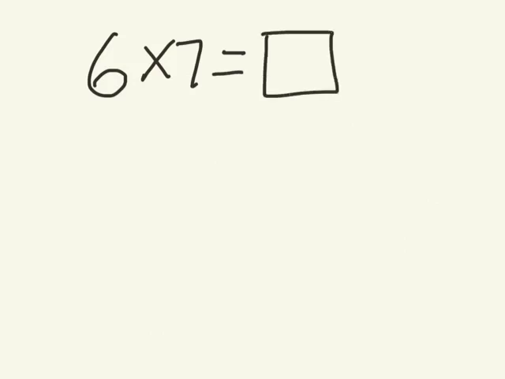All right, move to a clean spot in your whiteboard and let's do another one. Let's do 6 times 7 equals. Okay, let's figure out what it equals. Where do we start?